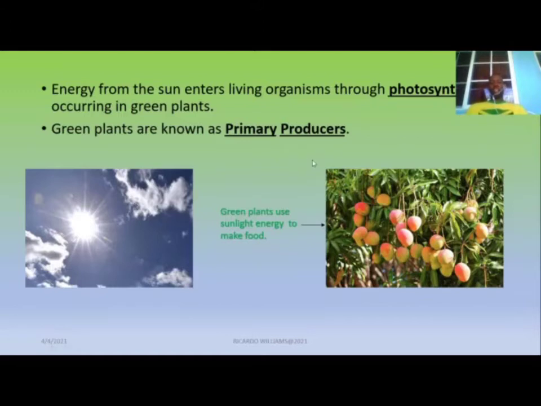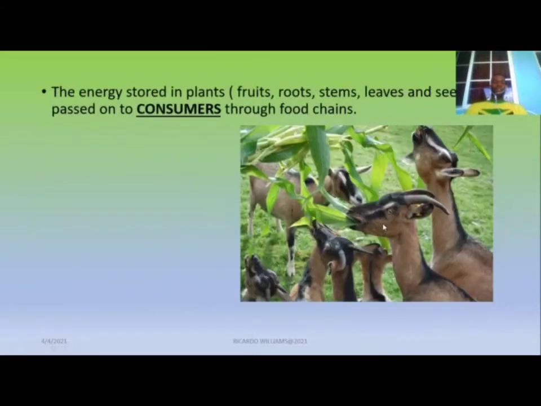If you look at the picture there, you will see some mangoes, and by this you know that it is coming up to the mango season. All of the mangoes that you're seeing there are a result of the sunlight energy and other raw materials being converted to make food, right? So the energy is now stored in the plant. It is stored in the fruits of some plants, in the roots of some plants, in the stems of some plants, for example sugarcane.